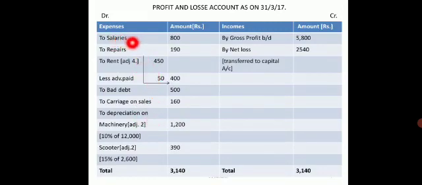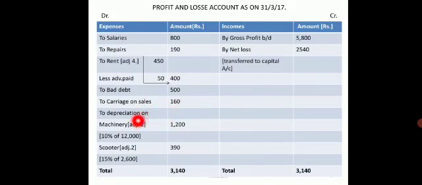So now salaries, you are having 800. Next, repairs to machines and other things, it amounts to 190. Now we have given rent. In the trial balance it is 450 and adjustment number 4 says 50 rupees rent is paid in advance. So 450 minus 50 advance payment will give me 400. So this advance payment is for the next year. Next, you're having bad debts which is given in the trial balance. Directly I'll write 500.